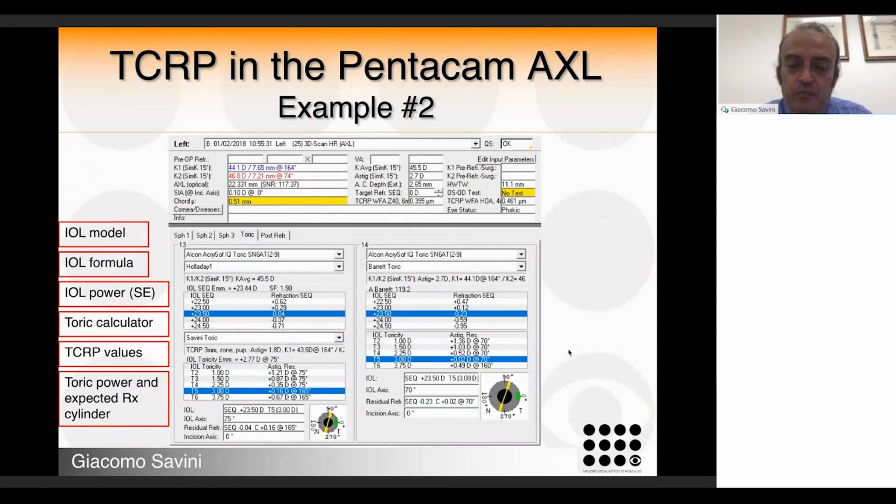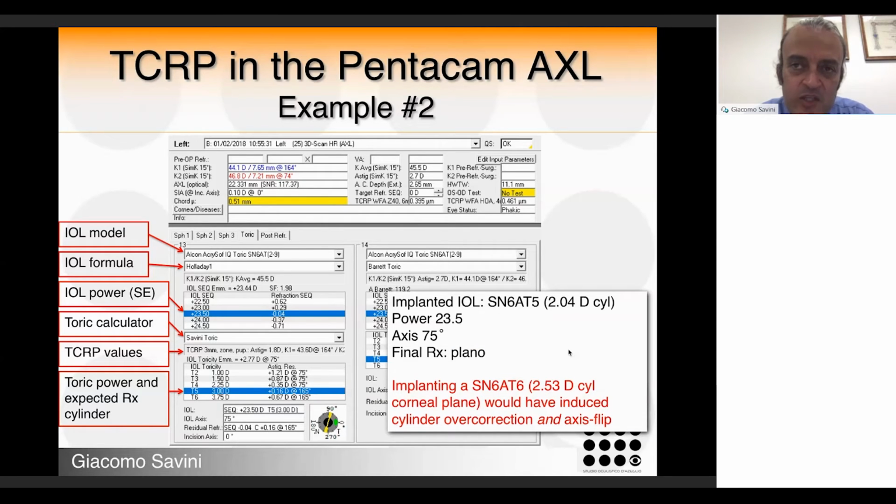We relied on the toric calculator that is available on the Pentacam, and you just have to select the IOL model, the IOL formula for the spherical equivalent that is given here. You have two toric calculators, the one that I developed based on total corneal power and astigmatism. This is based on the total corneal refractive power at 3 millimeters based on the zone measurement and pupil centration, but you don't have to worry about this. This is automatically given by the machine. And finally, you got the T5 choice. We implanted the T5, got plano refraction, but imagine which kind of overcorrection we would have obtained if we used the K1 and K2 showing 2.8 diopters of corneal astigmatism.